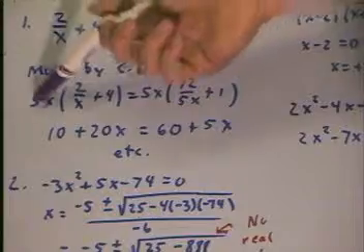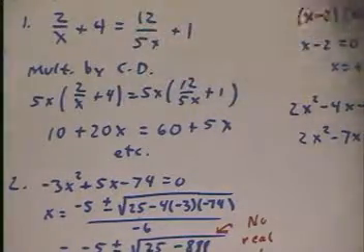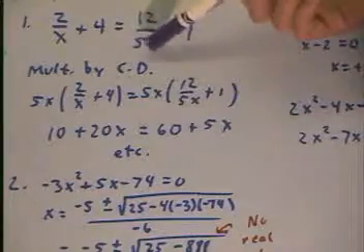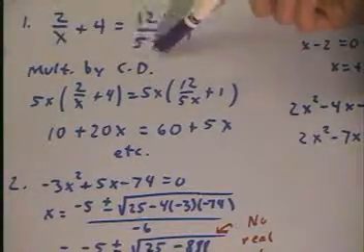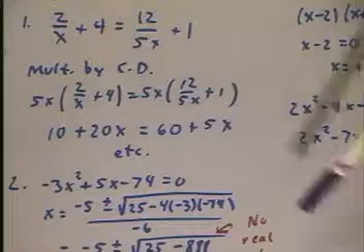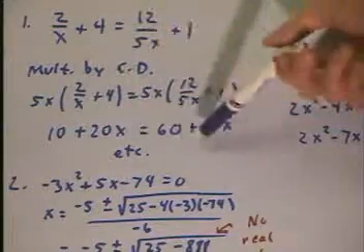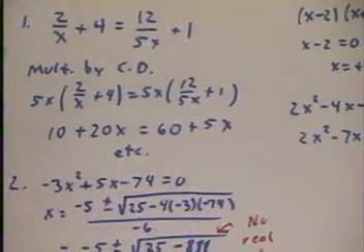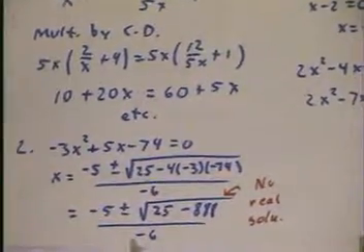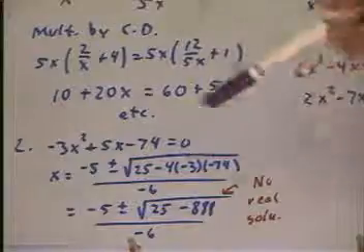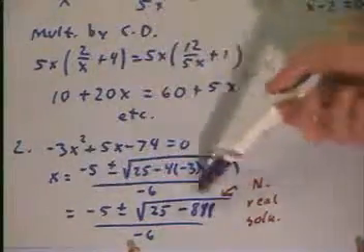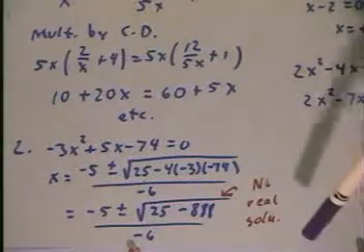Multiplying by the common denominator, the operation is fairly straightforward. We multiply both sides by the common denominator, which is 5x. The common denominator of 5 and x is just 5x. And we distribute through and we get an equation that we can solve by the usual methods. The second equation is a quadratic equation in standard form with the equals 0 over here. And we solve this by simply substituting into the quadratic formula.